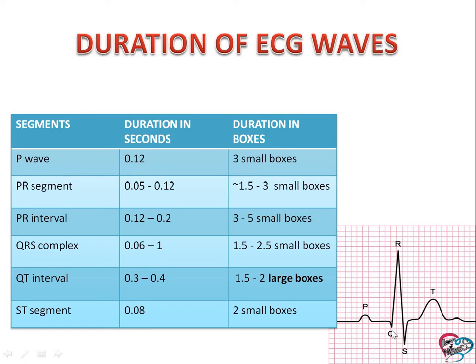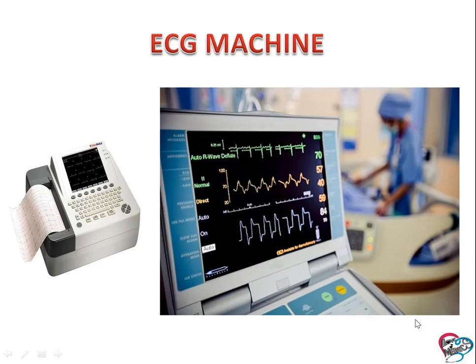QT interval. It is from the Q wave to the T wave. The duration of the QT interval is 0.3 second to 0.4 second. It has the largest duration, that is 1.5 to 2 large boxes. This is one large box. This is the ST segment from the S wave to the T wave. The duration of the ST segment is 0.08 second, which means 2 small boxes. 1, 2, 2 small boxes.